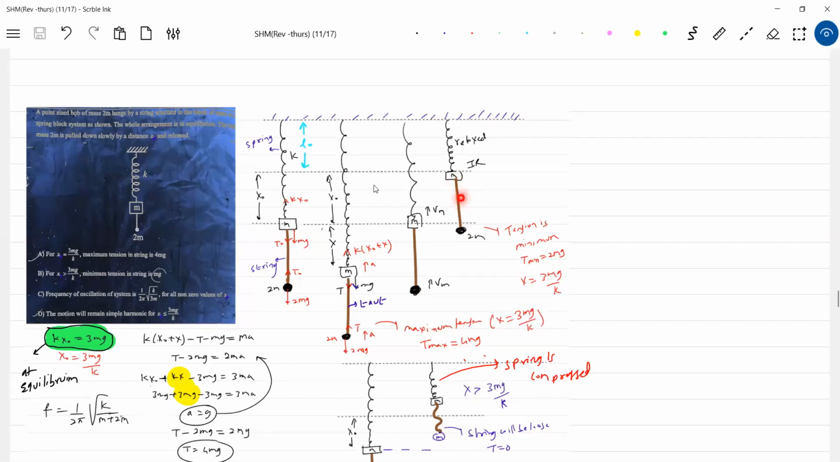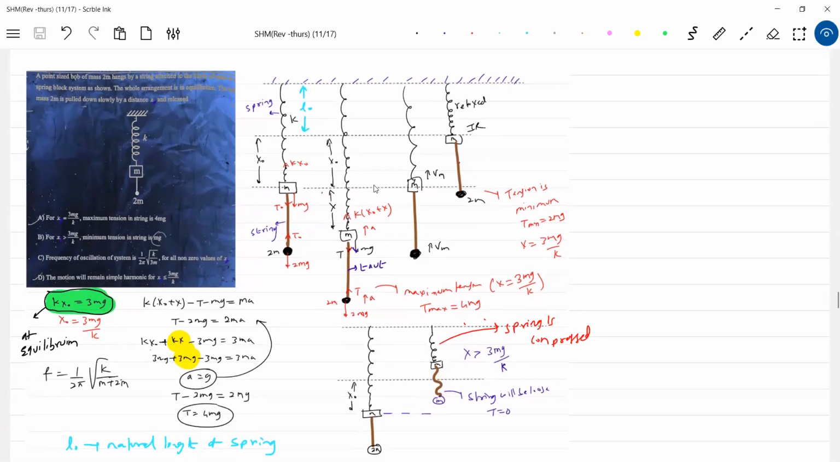What is the state of the spring? The spring will be just straight here. So here the tension will be there. 0 can happen here. When it becomes slack, it will become 0. Check the diagrams once.